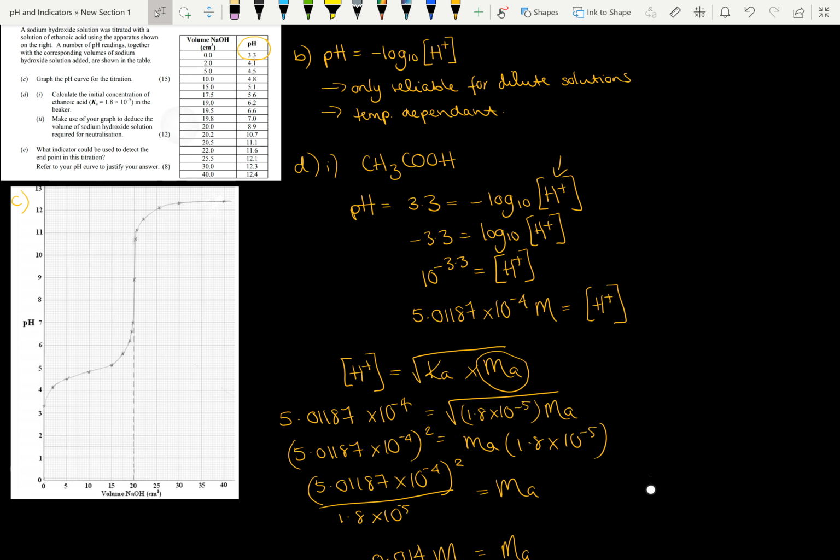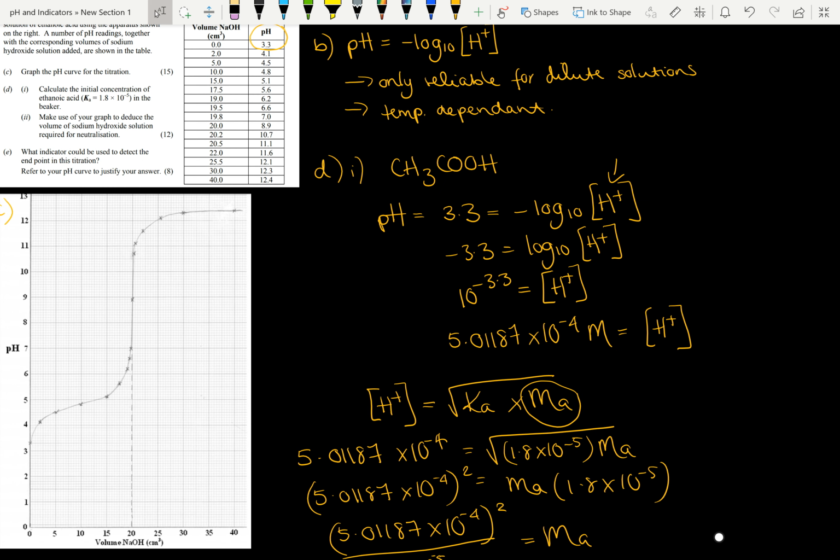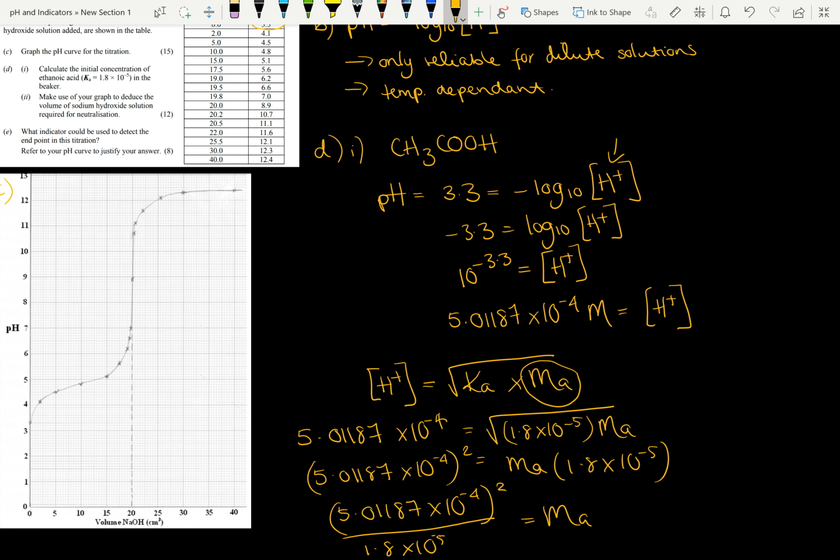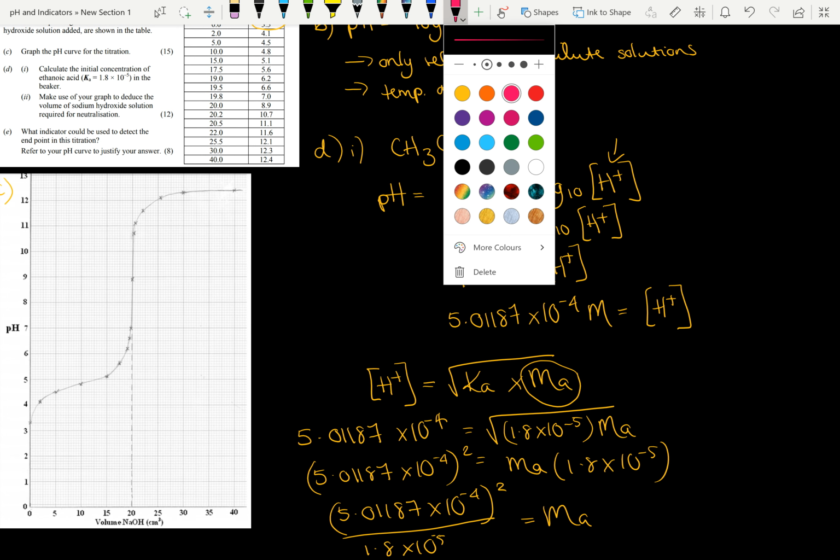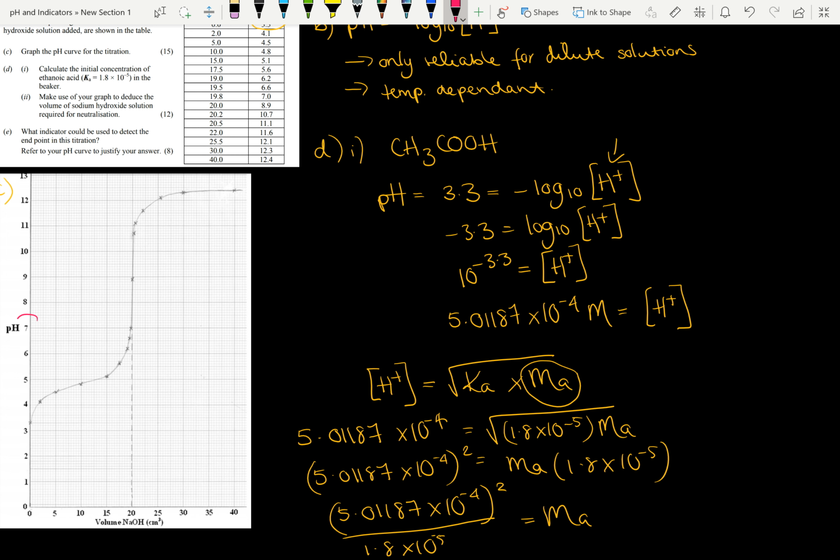Now they ask us to use your graph to deduce the volume of sodium hydroxide solution required for neutralization. Okay, so we know neutralization occurs at a pH of 7. So what we're looking for is the point where the graph is at a pH of 7, and the marking scheme has brought it down to us, and we know that we have got a volume of 20 centimeters cubed for part 2.